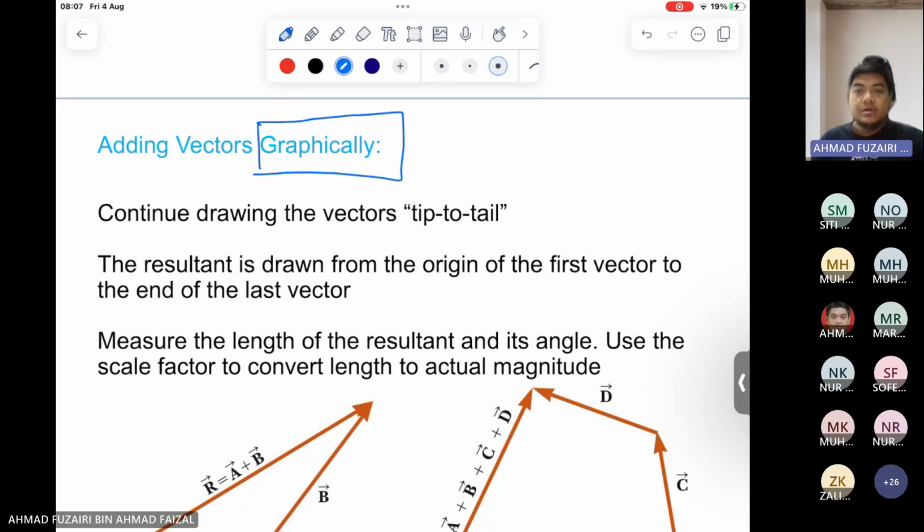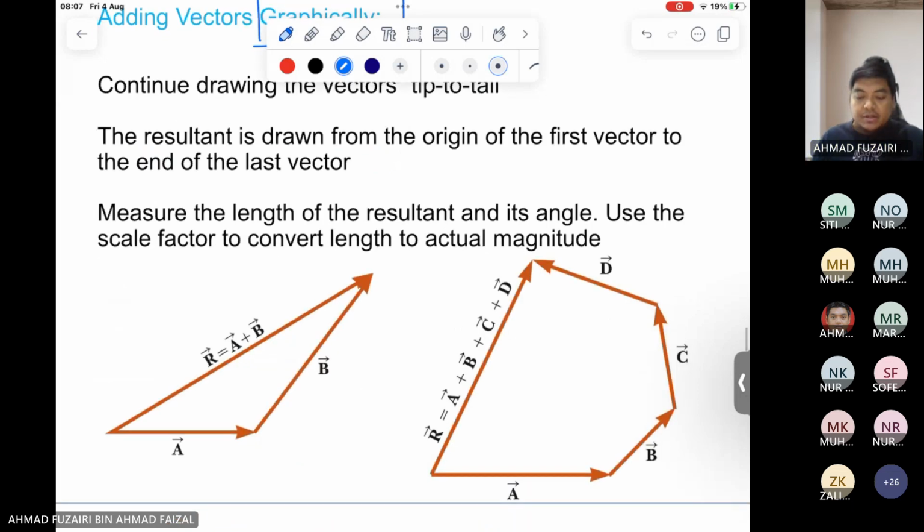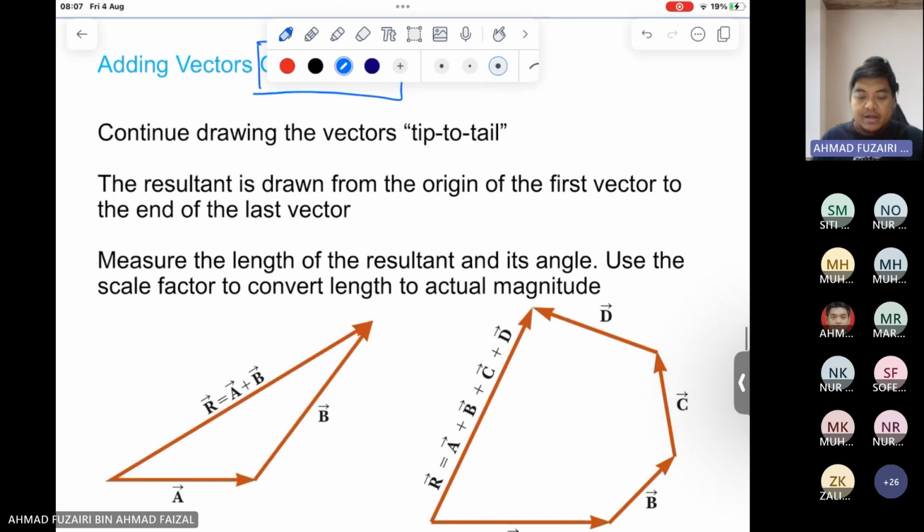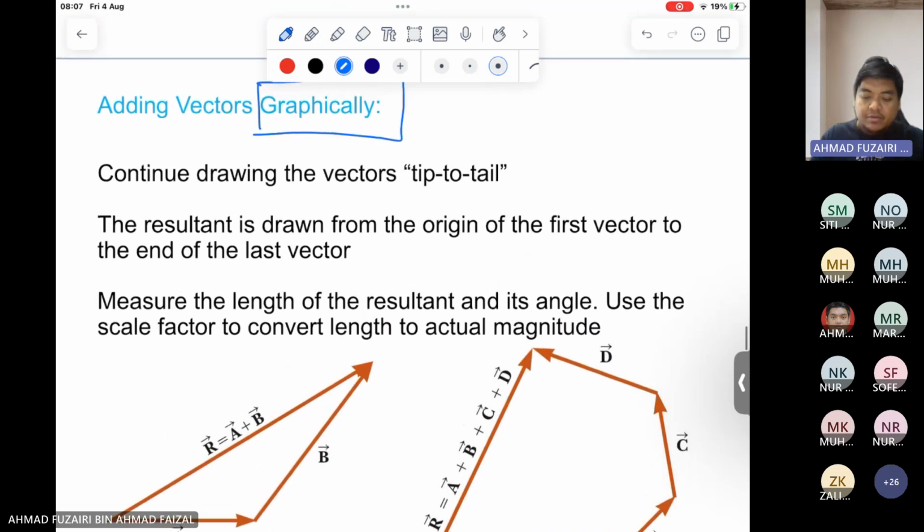That's why we need to use a ratio. That means 1 centimeter equals 1 meter, so you can draw 5 centimeters to represent 5 meters. This is how we add vectors graphically. We use the tip to tail method. There is another method.